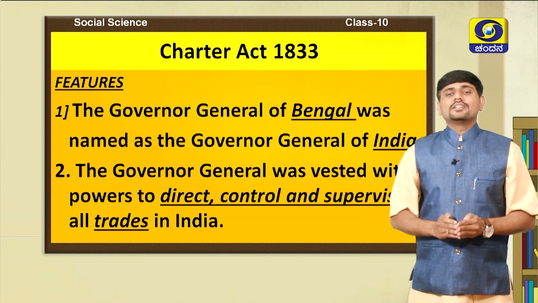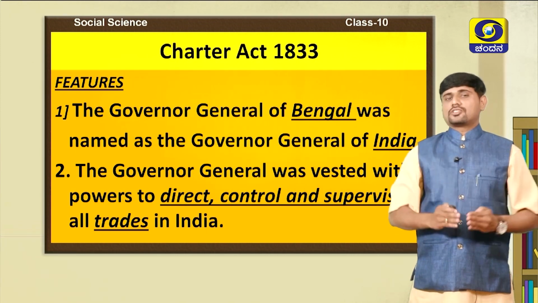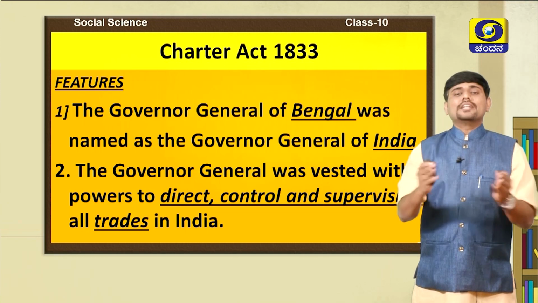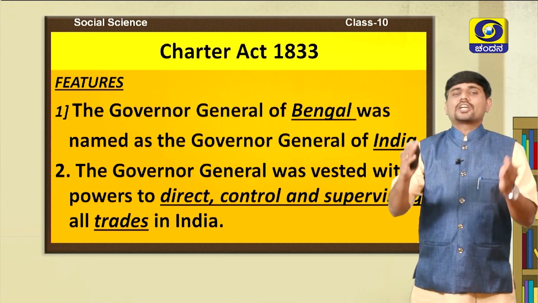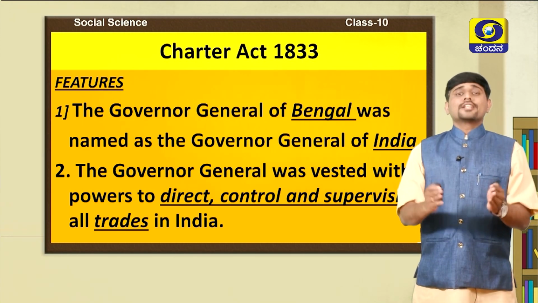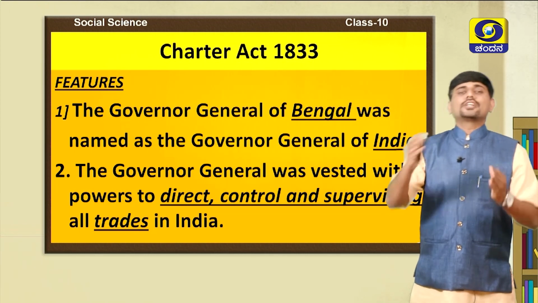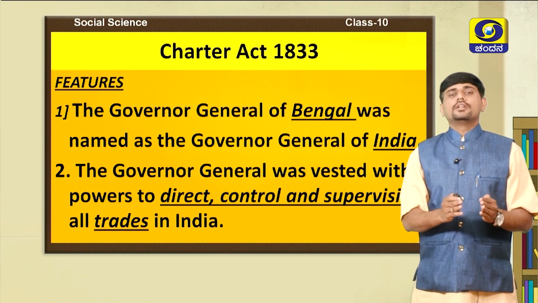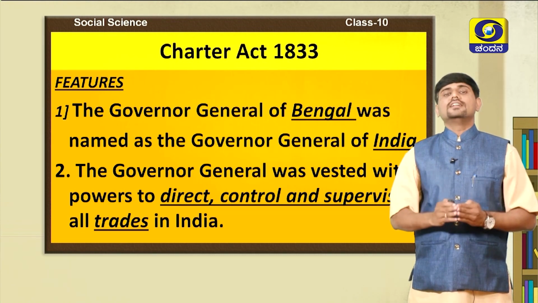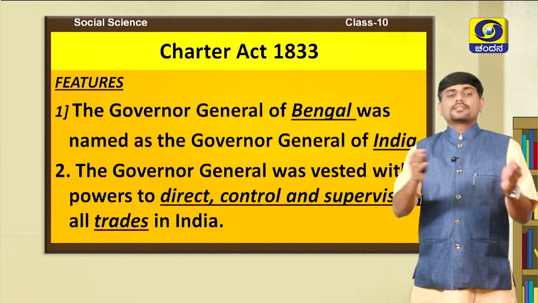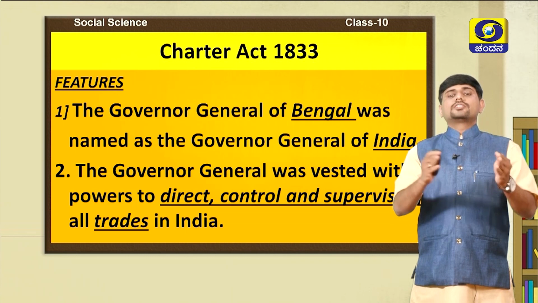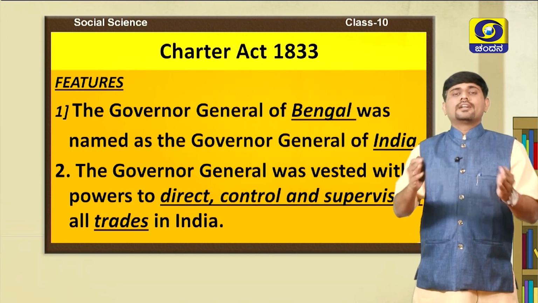After the 1813 Charter Act, we have the 1833 Charter Act, children. The 1833 Charter Act was a continuation of the Charter Act of 1813. Further developments and further changes were made to the constitution of the earlier 1813 act. According to this act, there are some important features. The Governor General of Bengal was named as the Governor General of India.